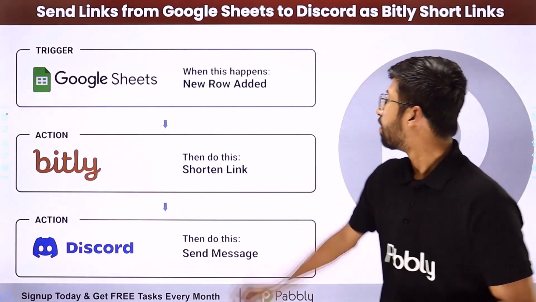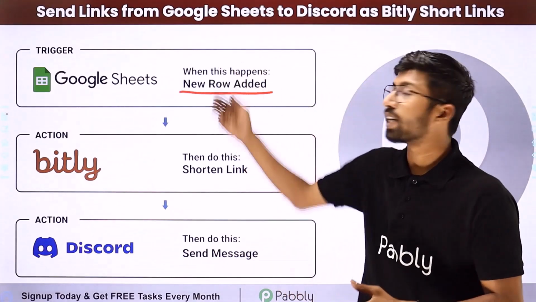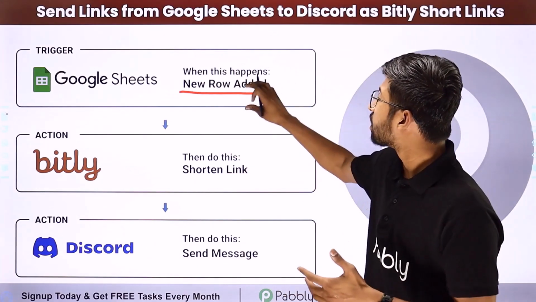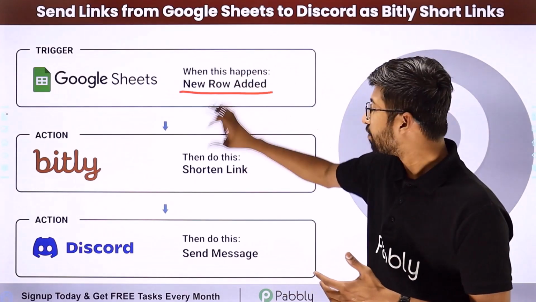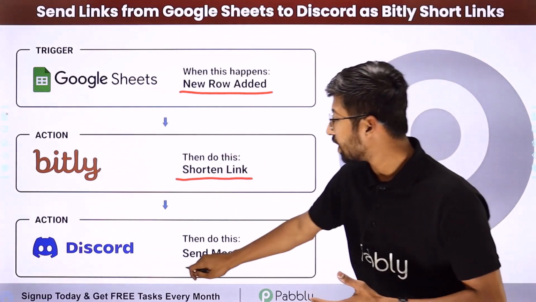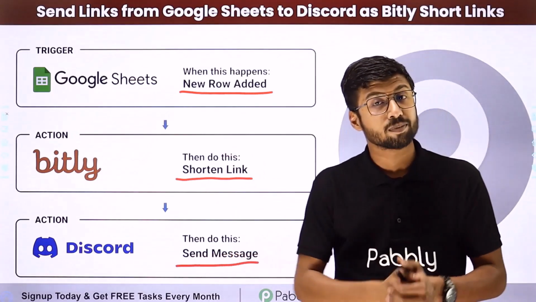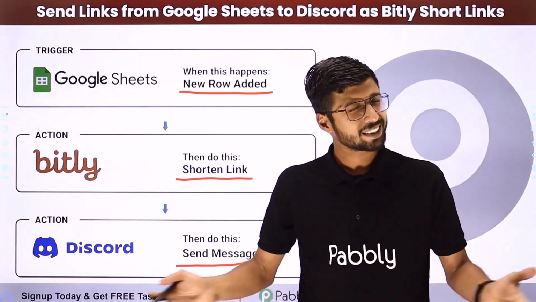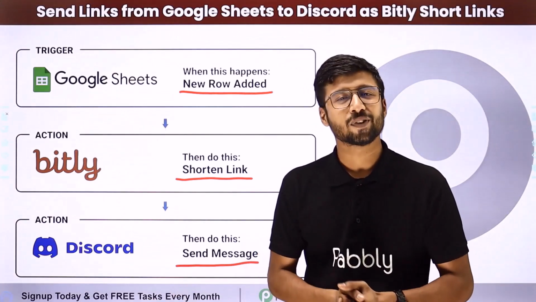So in this automation, whenever we add a new row of data in Google Sheets, the links which we add in the Google Sheet will automatically be shortened by bit.ly, and then the same shortened link will automatically be sent as a message on our Discord channel. Now how can you set up this automation? To know this, you have to come with me to my screen.